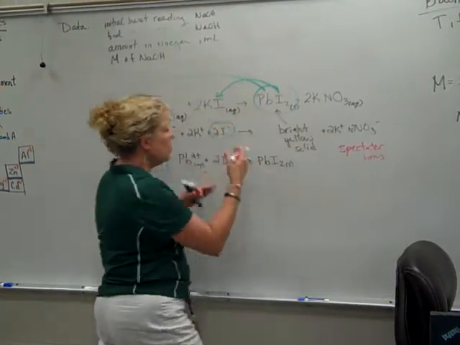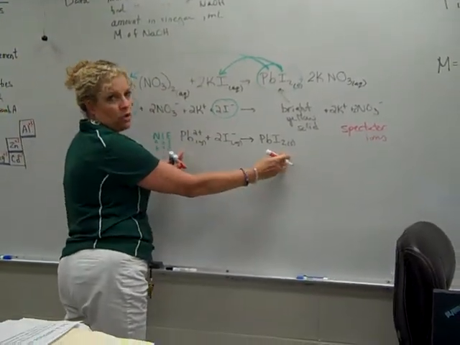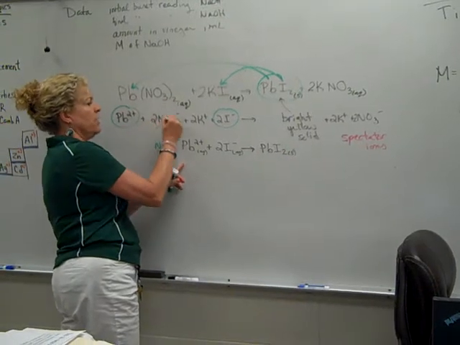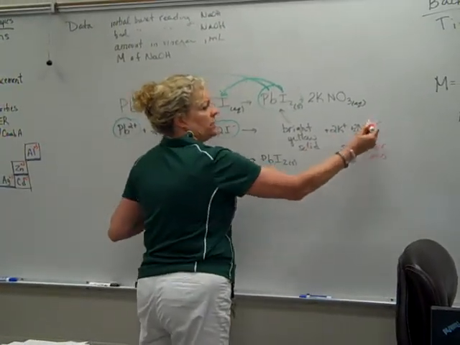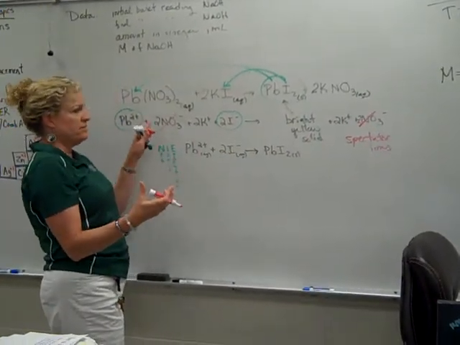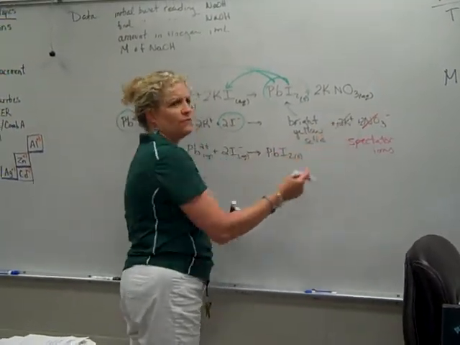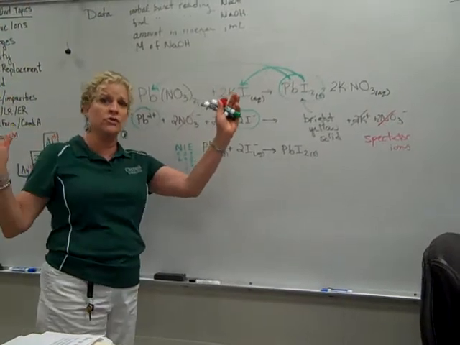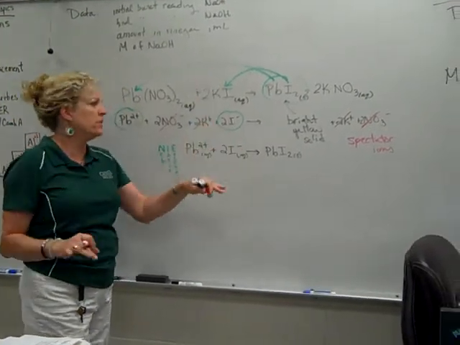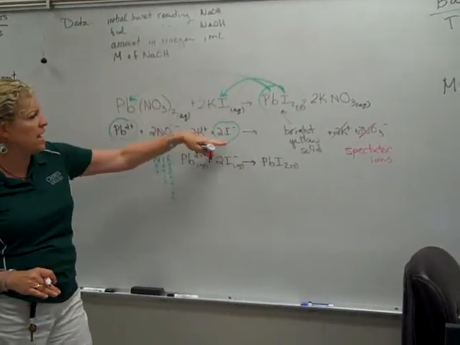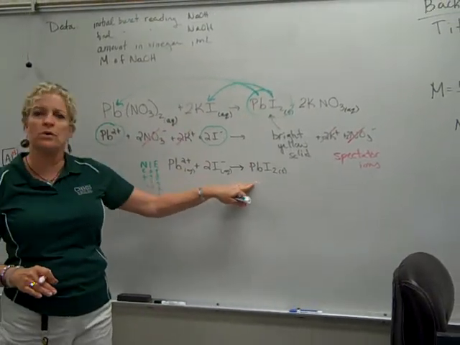And notice we did not include them in the net ionic equation. Anytime you have an ion or any kind of species that stays exactly the same, you cross it out. Kind of like in math, if you have a 2x on one side and a 2x on the other, you can cancel it out. And so notice what's left is exactly what we wrote before.